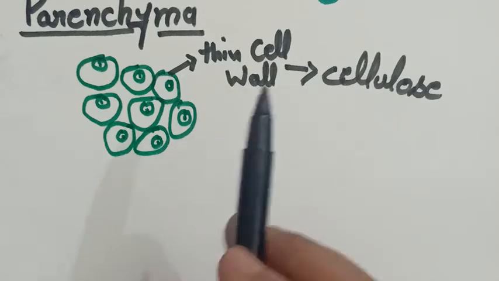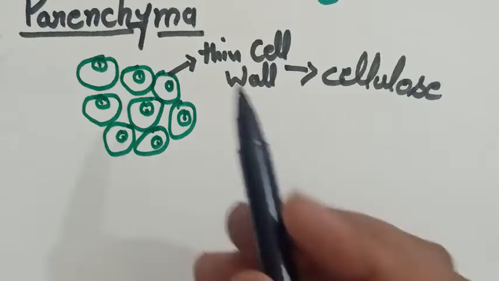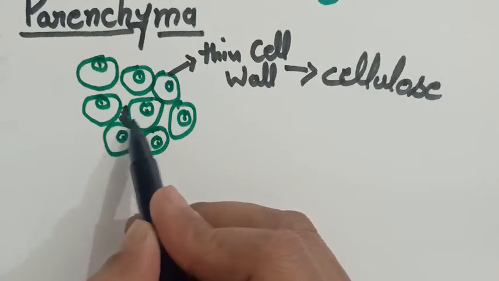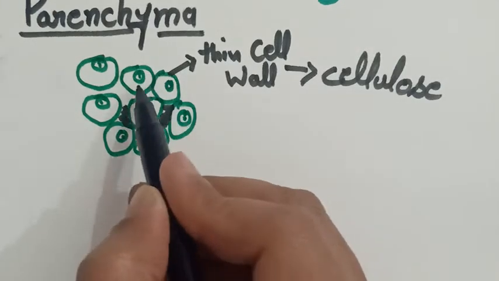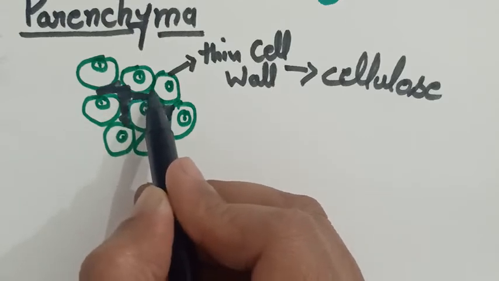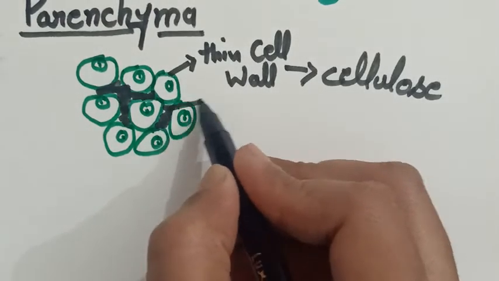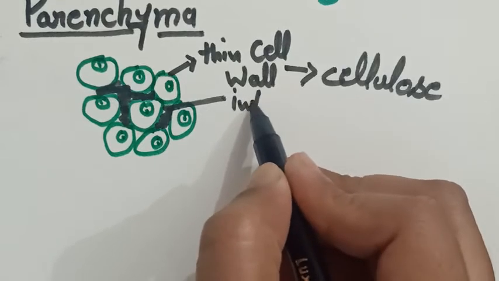Now the next point is the cells may have a number of intercellular spaces. These are the intercellular spaces. Intercellular spaces means the space between the cells. So parenchyma cells have intercellular spaces.